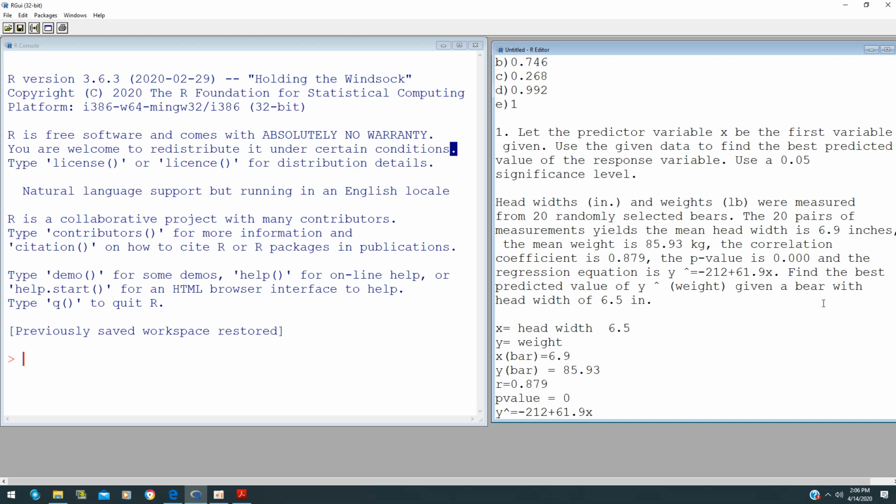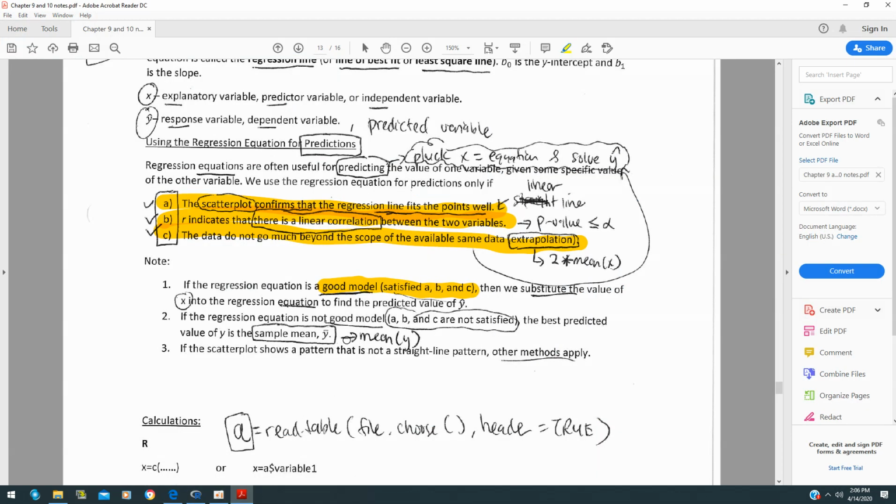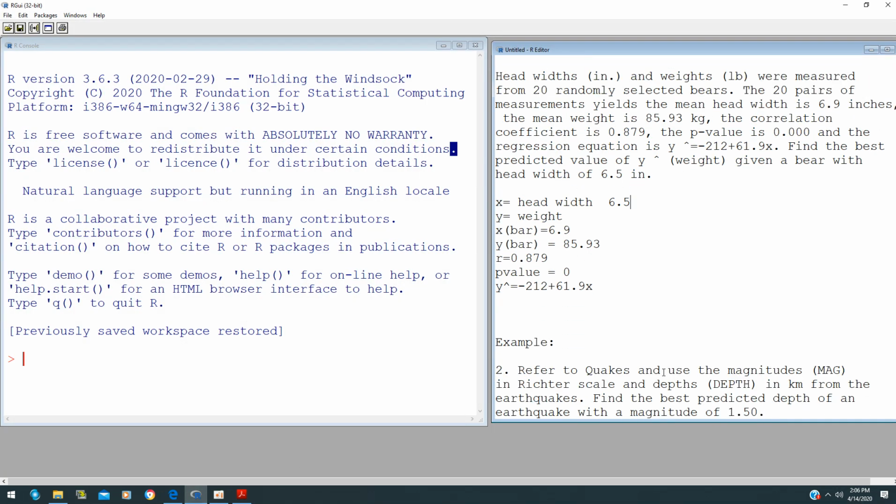So it's given to us that the x in this case is 6.5, which goes into this equation if it's a good model. What happens if it's a bad model? If it's not a good model, then we will use y bar. So if you find out that this is not a good model, then 85.93 will be your answer. That means you do not need to substitute in. So what are the three requirements here?